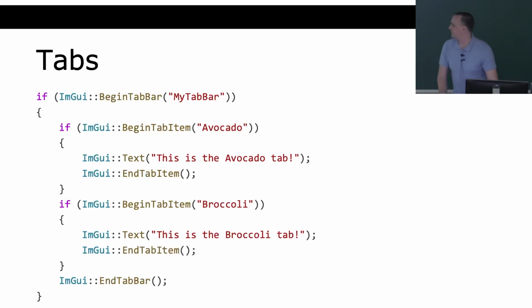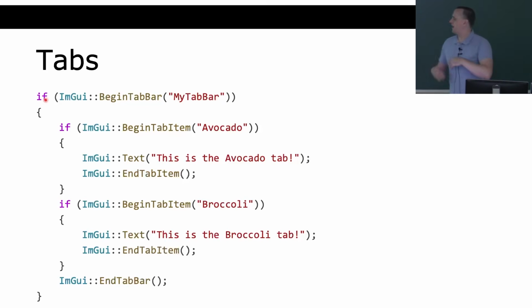Another thing that's very, very, very useful is tabs in ImGui. So you can have a little ImGui window. Within that, you can have a bunch of different tabs, and those are just as easy to make. So you can say, if ImGui begin tab bar, my tab bar. And you might say, well, why is this wrapped in an if statement? The if statement here basically says, is this the currently selected tab item?